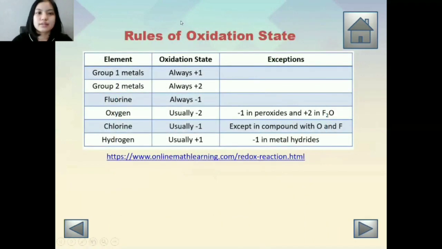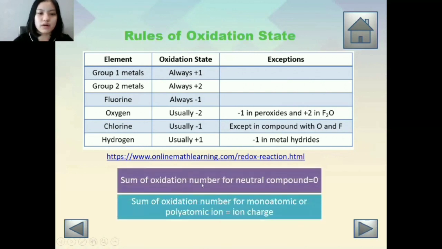This is the rule of oxidation state for the elements. For group 1, group 2, and fluorine, the oxidation state is always fixed like this, and oxygen, chlorine, and hydrogen are usually like this. The sum of the oxidation numbers for a neutral compound is equal to 0, and the sum of the oxidation numbers for monoatomic and polyatomic ions is equal to the ion charge.